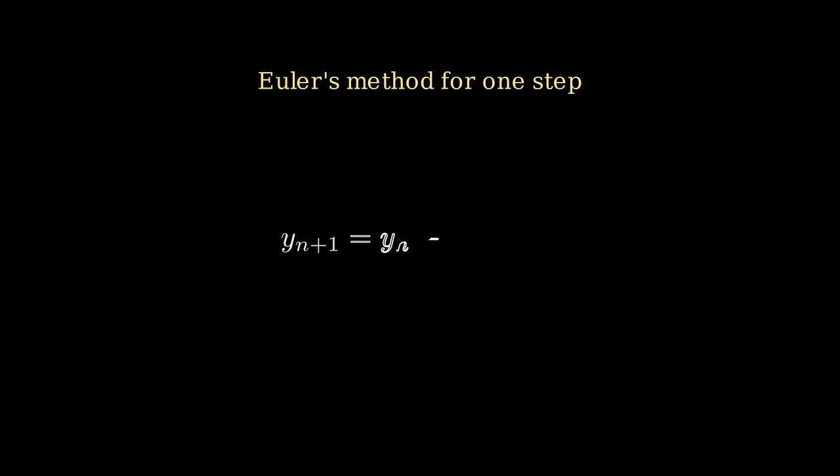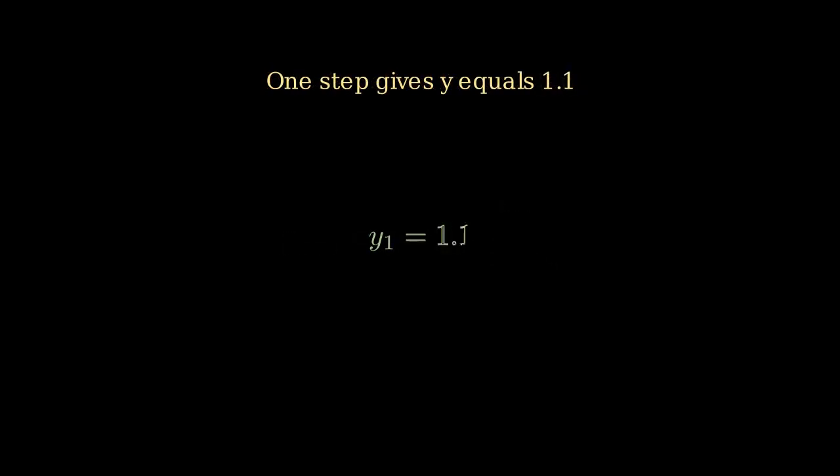Now we apply Euler's method for one step, using the rule y next equals y plus h times dy by dx, evaluated at the current point. Carrying out this one step gives y equals 1.1. Checking, this value is close to what we would expect from the exact solution over such a small step.